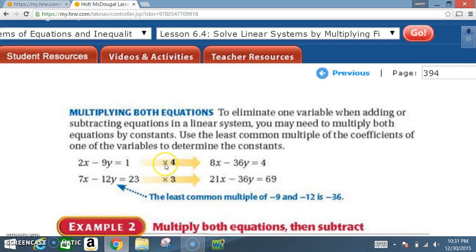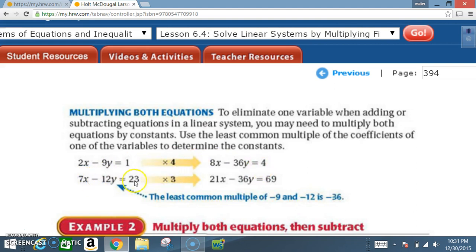Here, we multiply the top equation by 4 and the bottom equation by 3 because we're asking ourselves what number 9 and 12 can go into evenly, the lowest number. And that number would be 36. Now notice what happens. 4 times 2x is equal to 8x. 4 times a -9 is equal to a -36y. That should have been a -9y. 4 times 1 is equal to 4.